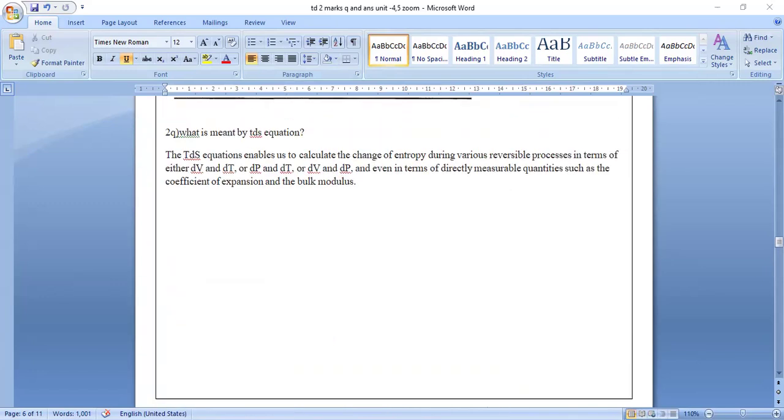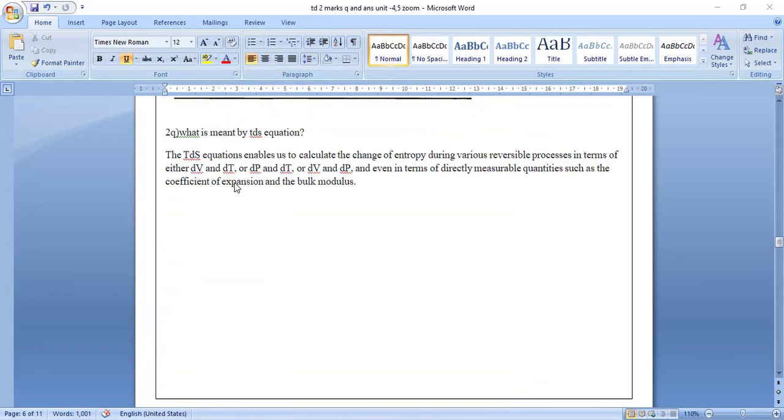So let us go for the definition. What does the TdS equation enable us to calculate? The change of entropy. What is the change of entropy? dS equal to S2 minus S1 or S1 minus S2 during various reversible processes only, not irreversible processes, only reversible, in terms of either dV, meaning volume, dT, temperature, or dP.